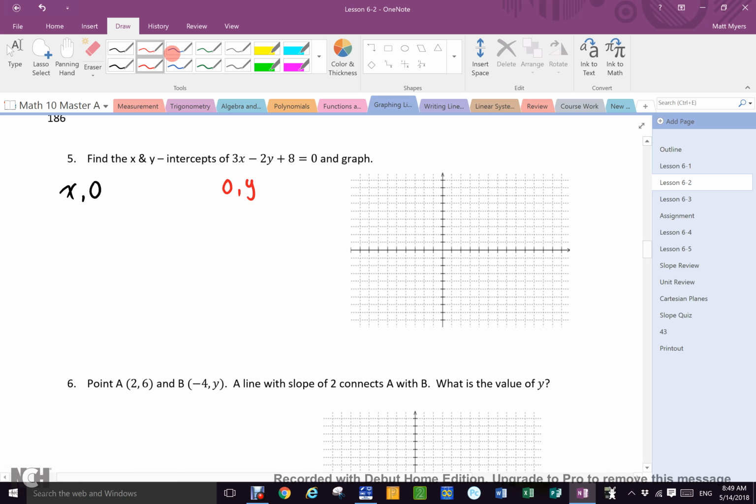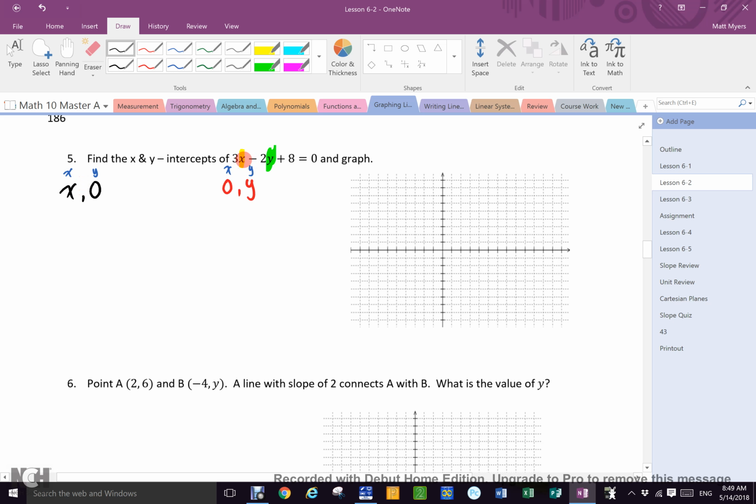0, y. This value is an x value. This value is what? A y value. This value is what? X value. This value is what? Y value. What letter is that? X. What letter is that? Y. Do you have values you can put in for x and y? So can you find what x is and what y is? How? By putting those numbers where? Into the equation. So, x is still x.